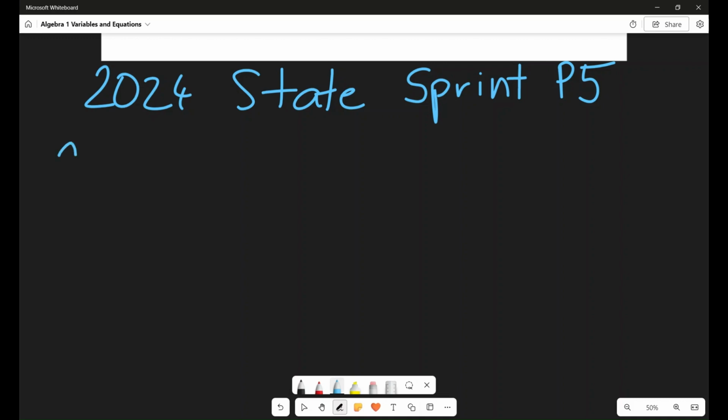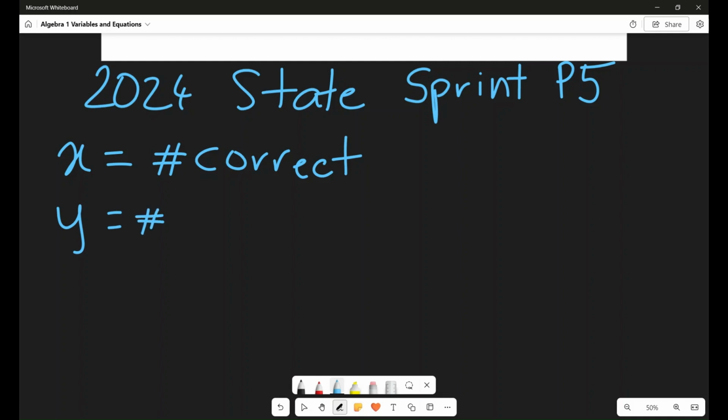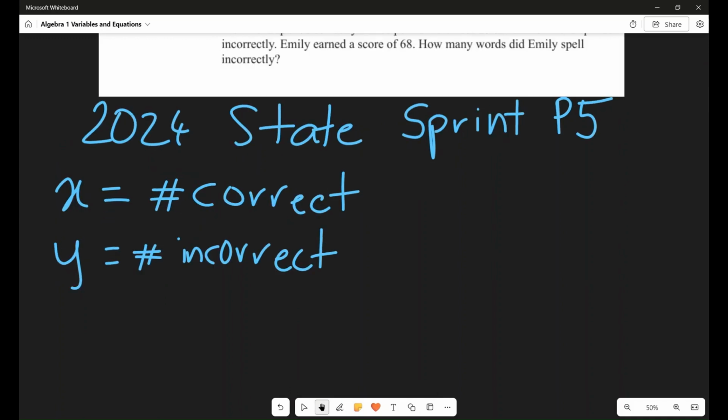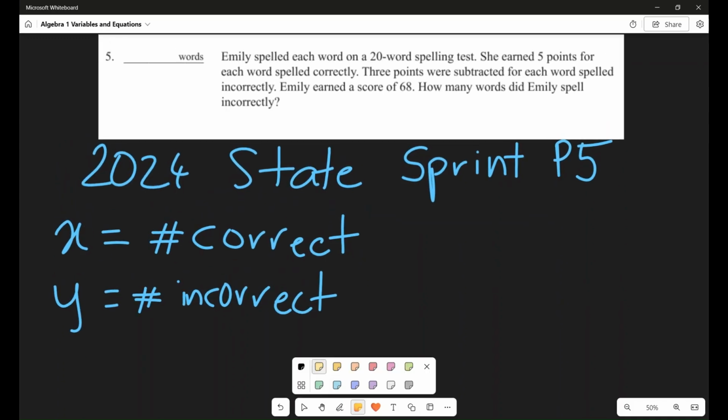So let's say x is the number of correct words that Emily spelled, and y is the number of incorrect words that Emily spelled. Now, we have to make sure we read the question properly, and the question is asking how many words did Emily spell incorrectly? So let's put a box around y, because that is what we're looking for.